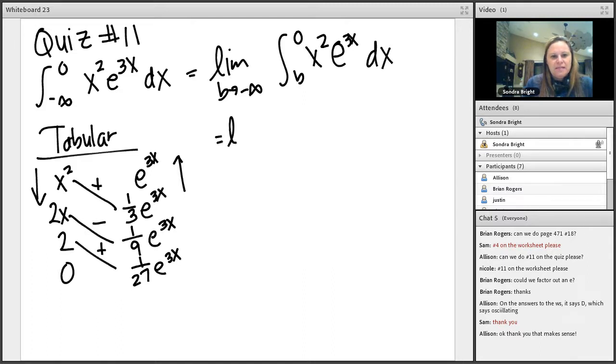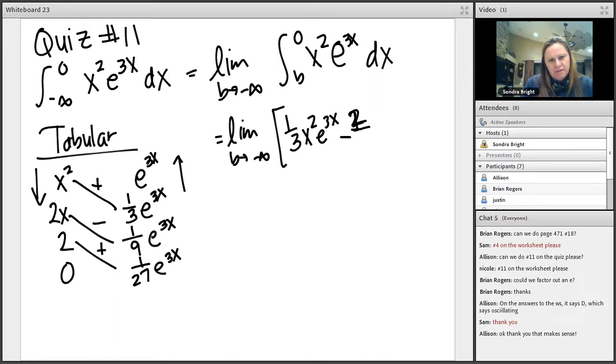And so this ends up being the limit as b goes to negative infinity of 1/3 x squared e to the 3x minus 2/9 times x e to the 3x, and then a plus 2/27 e to the 3x, going from b to 0.